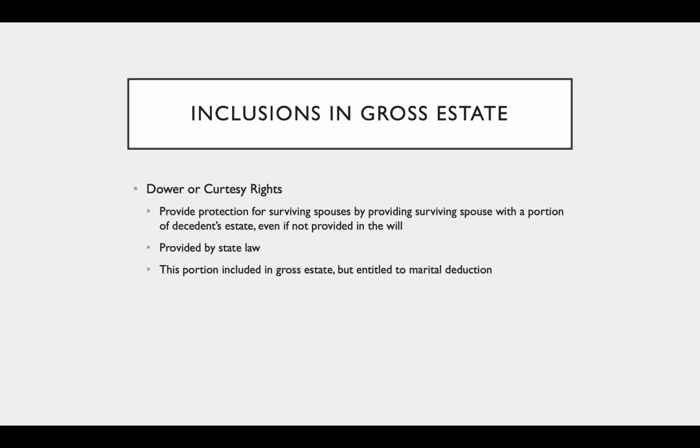So this might be when a spouse, say a wife, dies and doesn't leave anything to her husband in the will, and there's no community property because this is a separate property estate. Curtsy rights would provide that a certain portion of those assets go to the husband, even though nothing was left in the will. These are a creature of state law, so they vary by state. Some states don't have them at all. But the assets provided by dower or curtsy rights are included in the gross estate, but they're entitled to the marital deduction for those assets.